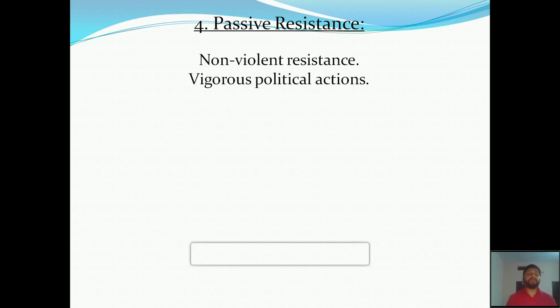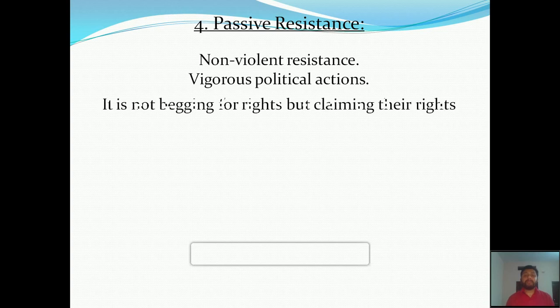If the government is doing something wrong, be active. Protest against the government. Those kinds of measures, those kinds of actions against the British, they have believed in. They have declared it is not something like begging for rights. Rather, it is something like claiming their rights.